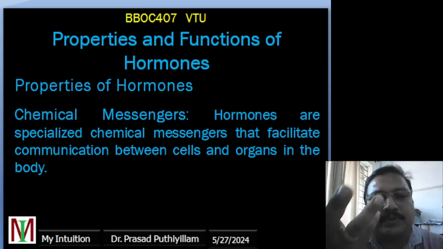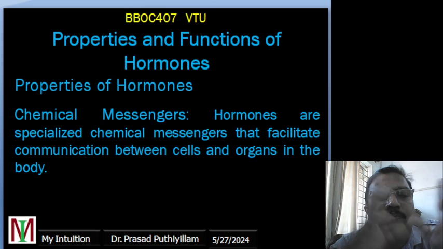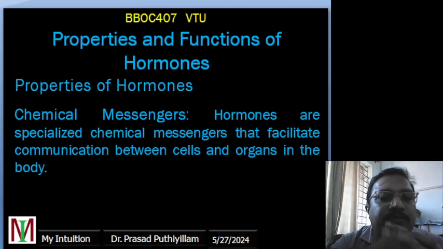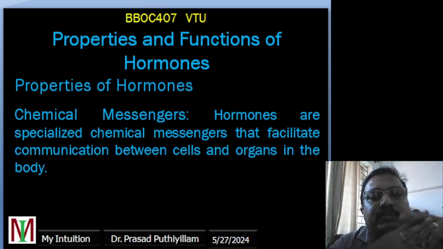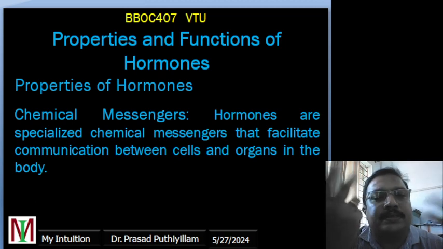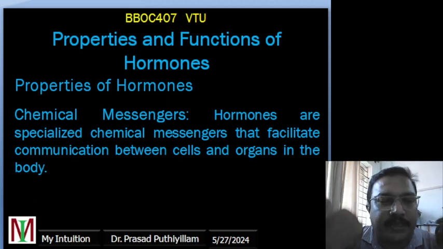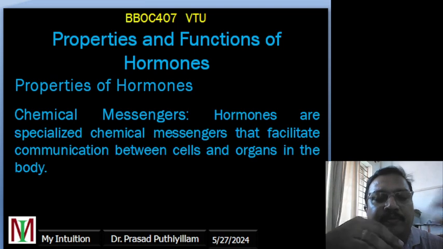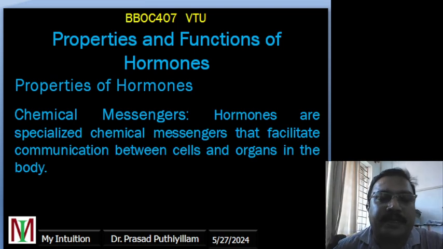This includes the temperature, pH, and glucose level in our body. All this, it will maintain in an optimal condition, even though extreme, drastic conditions are there in the atmosphere or the externally changing environment. The body has to maintain certain stable conditions so that the system will work. So the first property is that it acts as a chemical messenger.